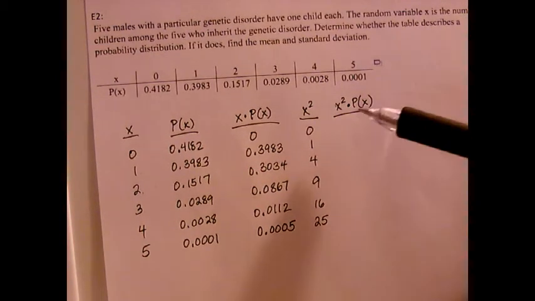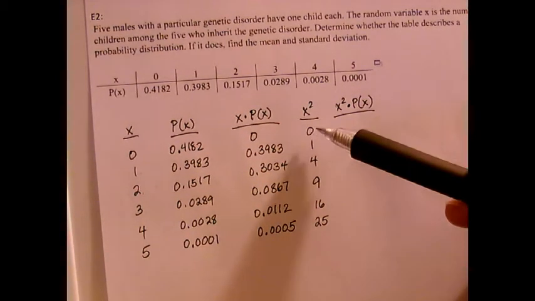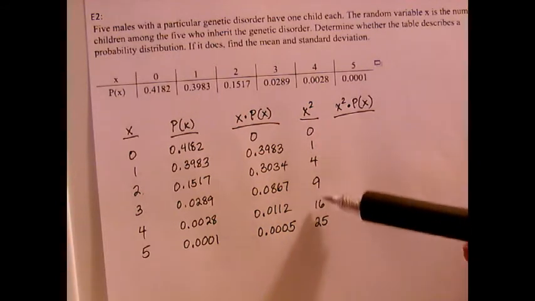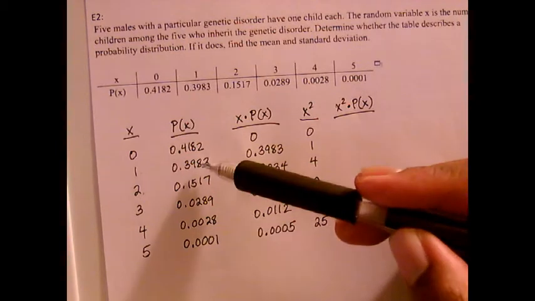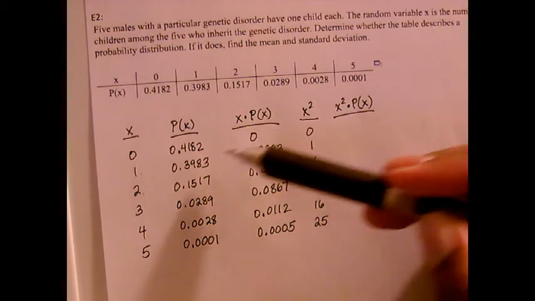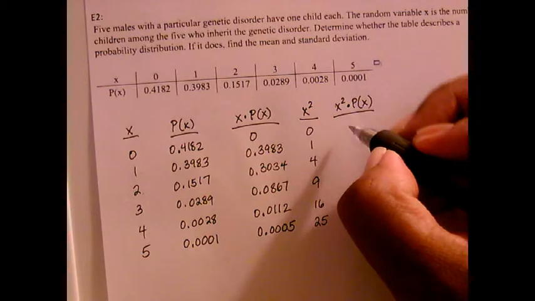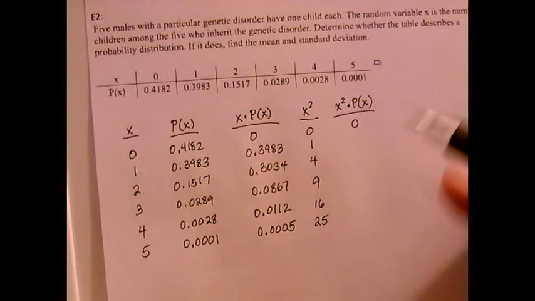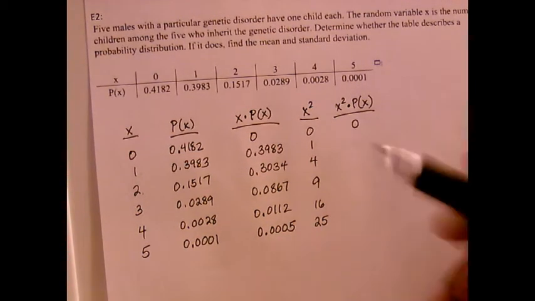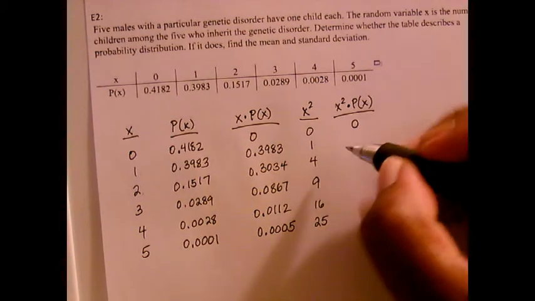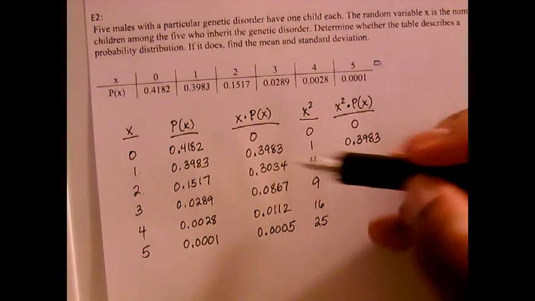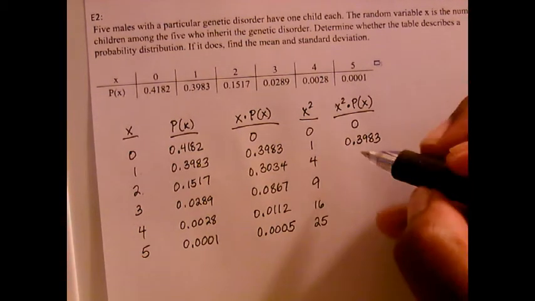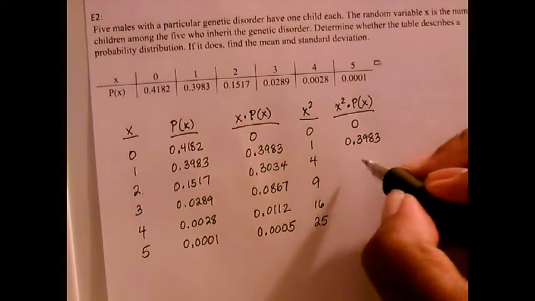Okay. Now for x squared times p of x, each number in the x squared column will be multiplied by its corresponding p of x value here. So in other words, if I do 0 times 0.4182, that's going to be 0. If I do 1 times 0.3983, that would be 0.3983. And then 4 times 0.1517 will be 0.6068.